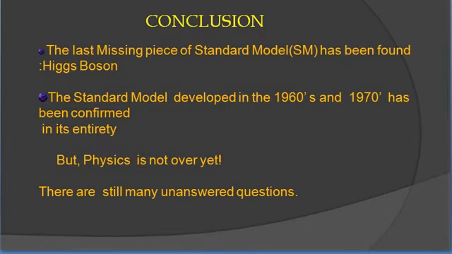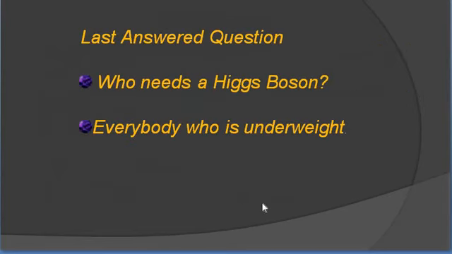The conclusion is that the last missing piece of the Standard Model has been found. The Higgs boson has been found. But still there are many unanswered questions in physics. The last question is, who needs the Higgs boson? Everybody who has mass. So can we say that all our mass is due to the Higgs boson?